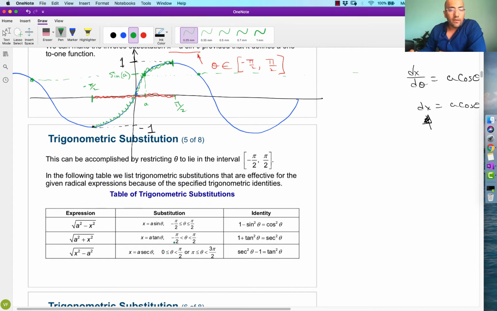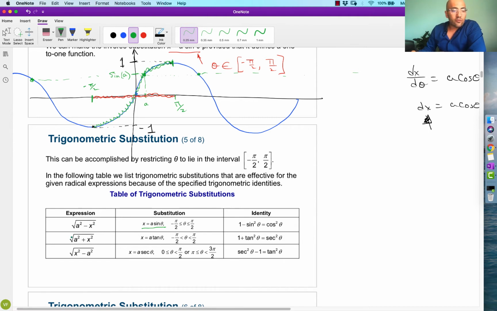So the book provides you with this little table here so that we can be clear on how to restrict our domains and the suggestion. If we have an integral that involves something that looks like this, a square root of a constant squared minus x squared, the suggestion is that we use x equals a sine theta, where theta is restricted between -pi/2 and +pi/2. That'll guarantee that it's one-to-one. And the suggestion is that this will be helpful in trying to calculate integrals that involve this expression.